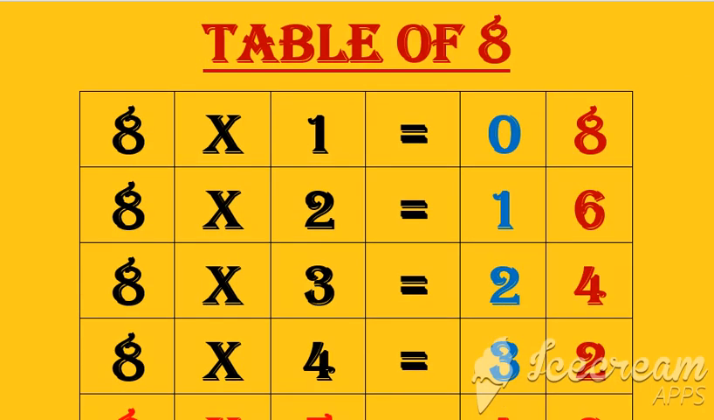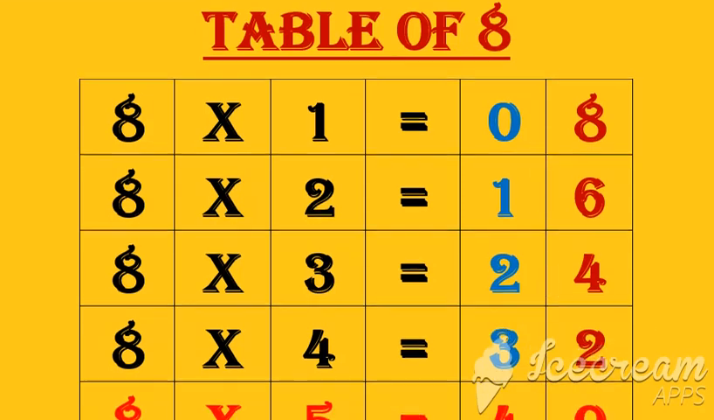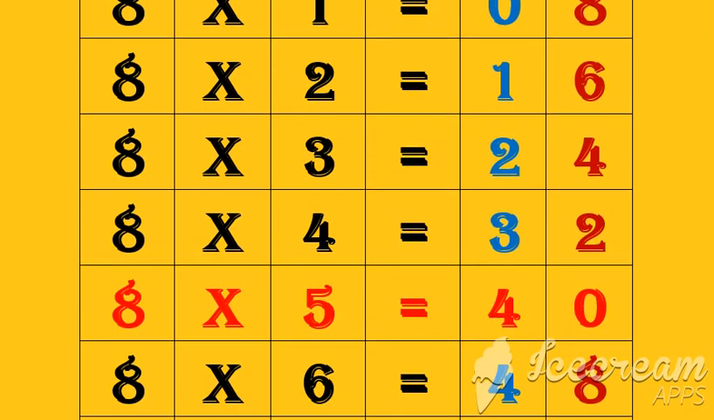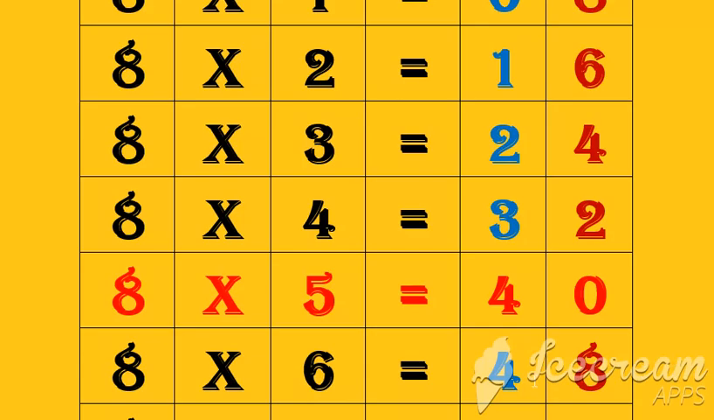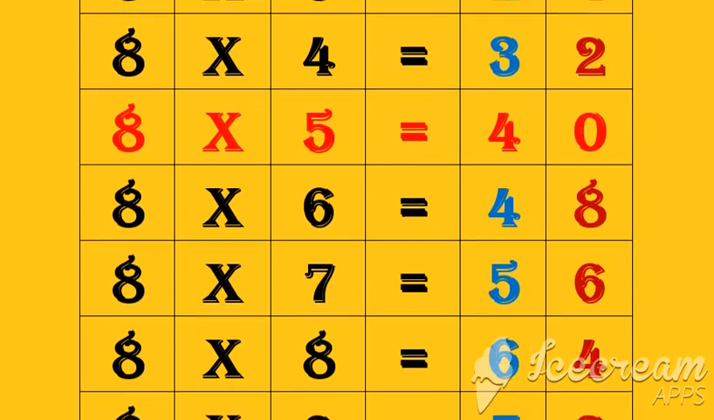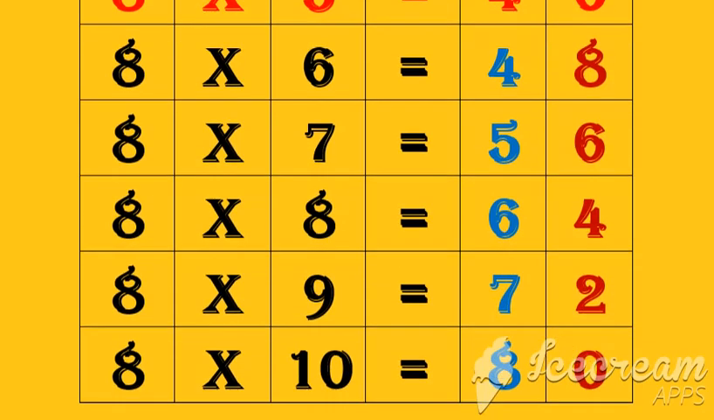If you see the table of 8, you can understand it is also written in two colors. 8 multiplied by 1 equals 08, 0 in blue and 8 in red. Just observe the pattern. First number starting from 0, 1, 2, 3, then 4. Then when you multiply 8 with 6, you have to start again with 4. Then write 5, 6, 7, 8.